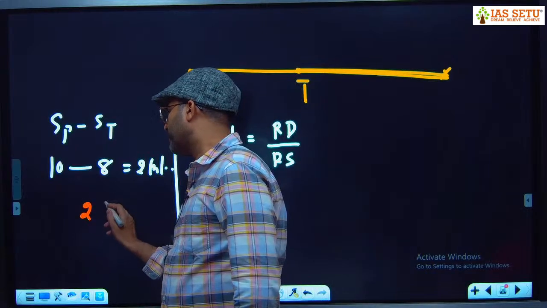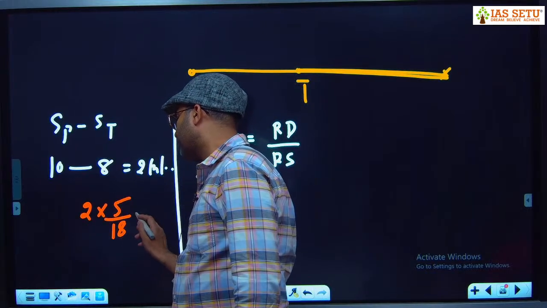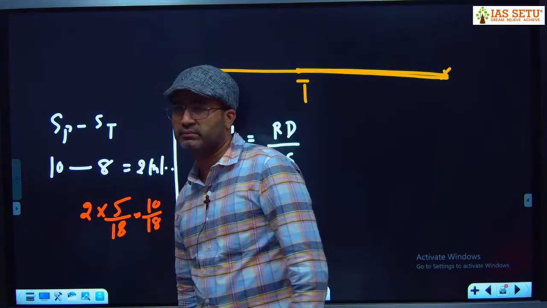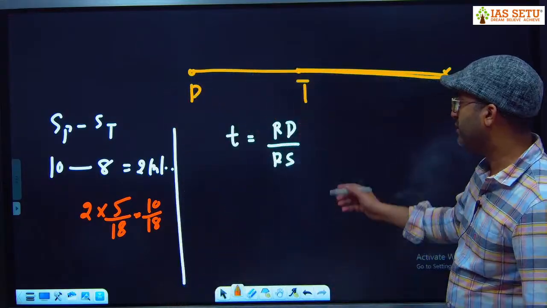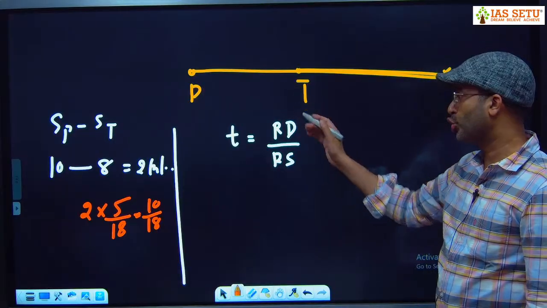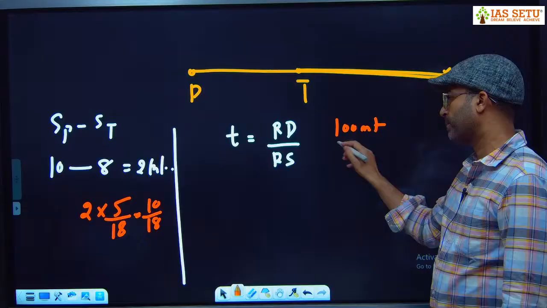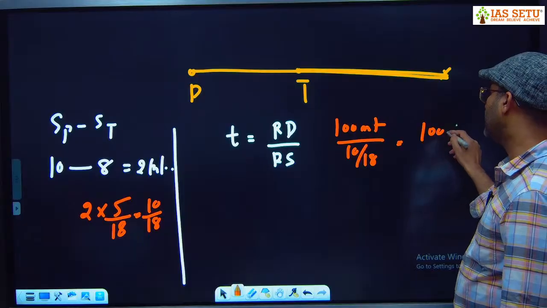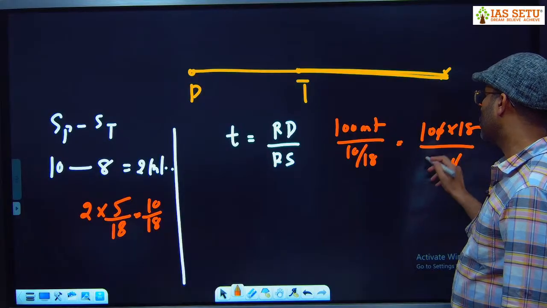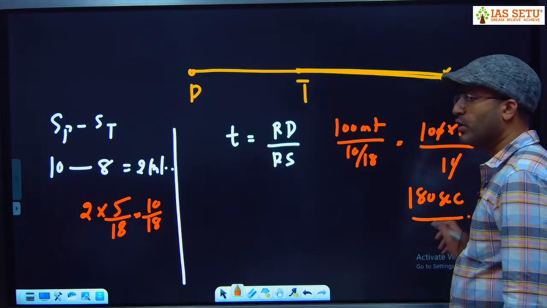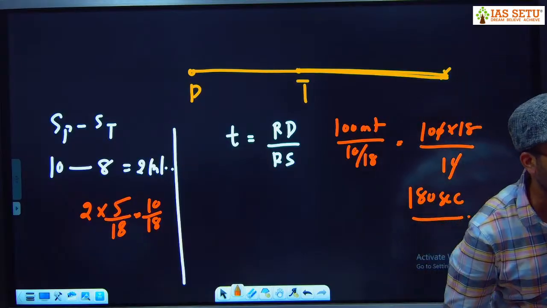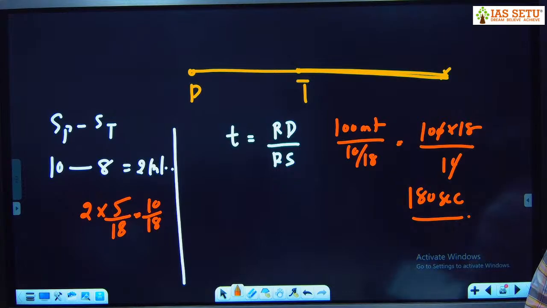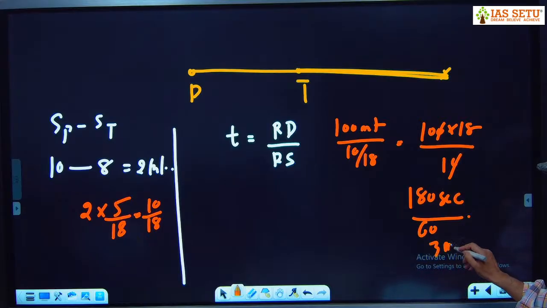2 km per hour we have to convert in meter per second, multiply with 5/18, so it is 10/18 meter per second. Then here what is the relative distance, means initial distance. दोनों के बीच में distance कितनी थी? 100 मीटर की. And here relative speed is 10/18. तो 100 into 18/10, so 180 seconds. So this policeman will take 180 seconds to catch the thief. 180 seconds means how many minutes? 3 minutes. So here policeman will take 3 minutes to catch the thief.